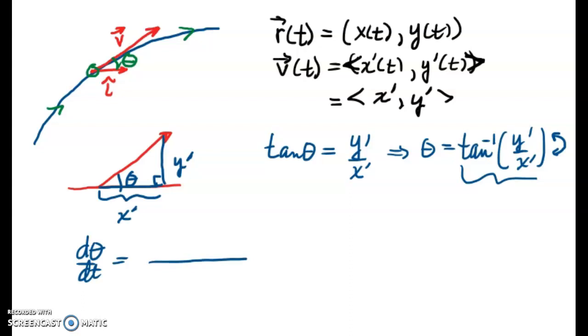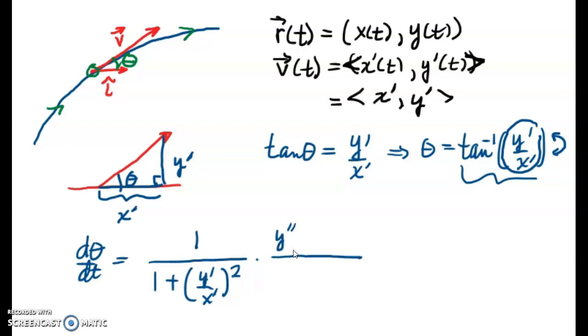So that's going to be 1 over 1 plus y prime over x prime squared. But then per the chain rule, we have to multiply by the derivative of the inside, which is going to require the quotient rule. The quotient rule says take the derivative of the top, which is y double prime, times the bottom, minus the top, times the derivative of the bottom, over the bottom squared.